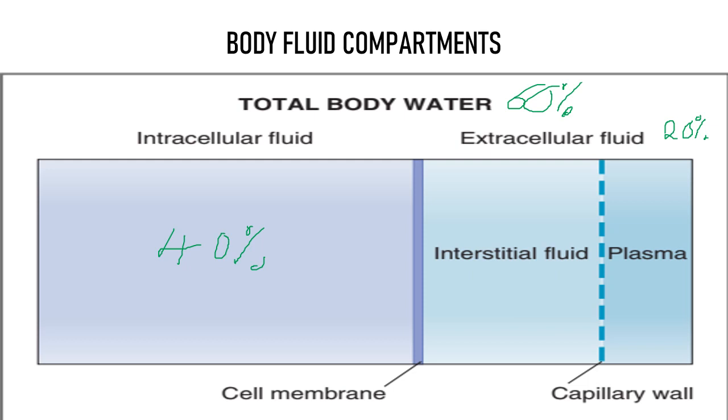Now you should know that between intracellular fluid and extracellular fluid there is a cell membrane. That's where intracellular fluid and interstitial fluid are separated by a cell membrane, as you can see here. This cell membrane separates our intracellular fluid from our interstitial fluid, the fluid that bathes our cells. Then between interstitial fluid and plasma fluid there is another barrier, which is a capillary wall. This capillary wall is very much impermeable to what?